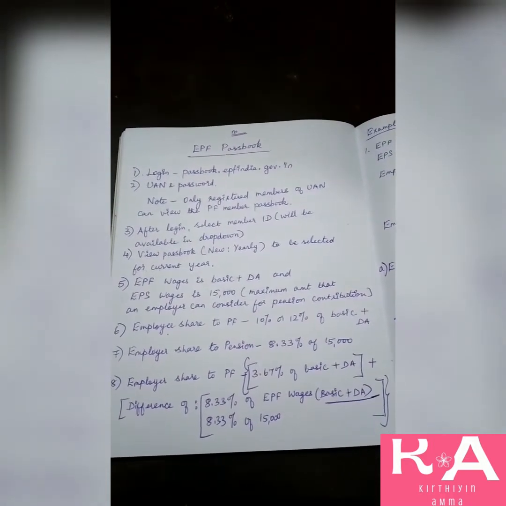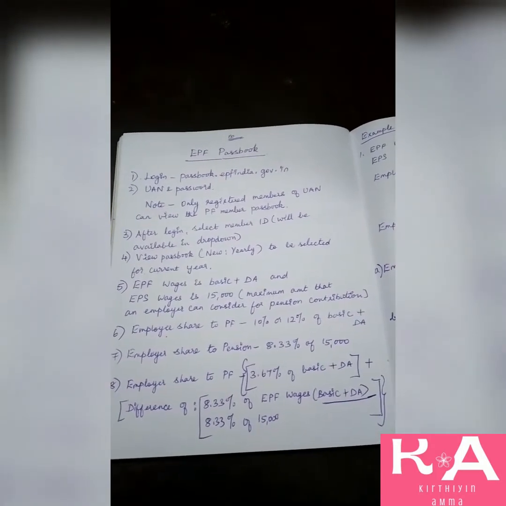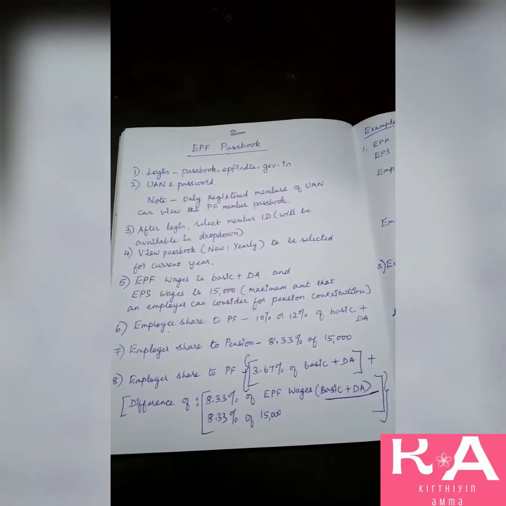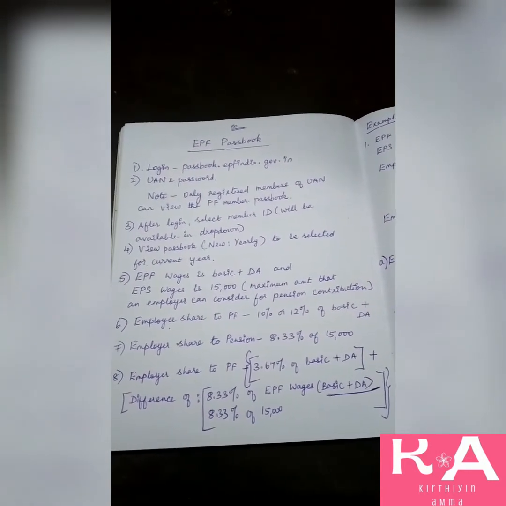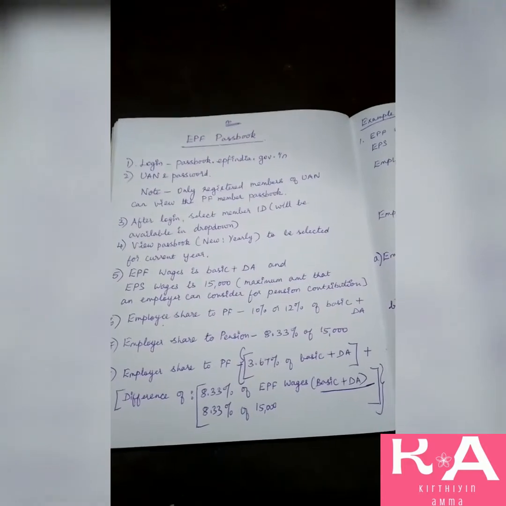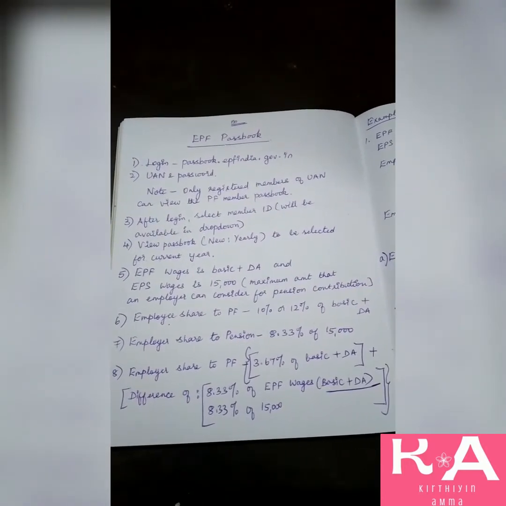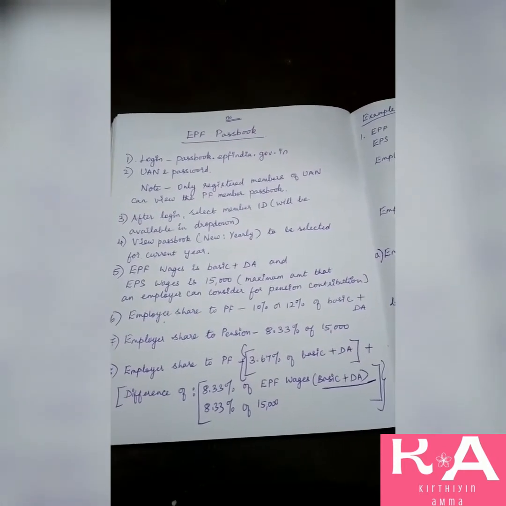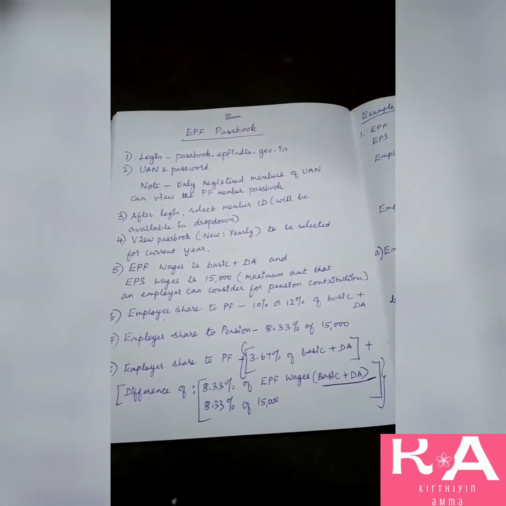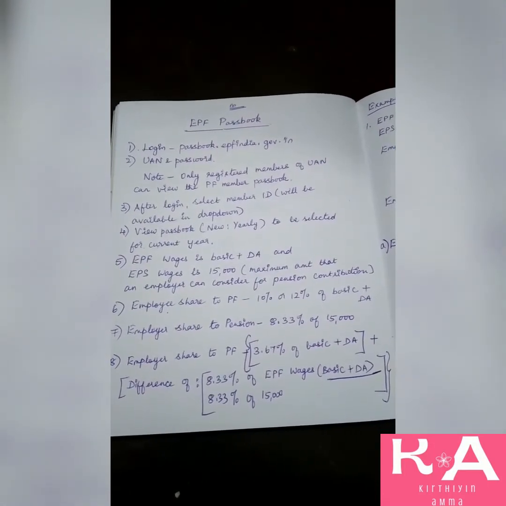So today we are going to see how to download EPF passbook and how to check the details in it. To download EPF passbook, you have to first log in to passbook.epfindia.gov.in. So go to this website and provide your UAN and password.